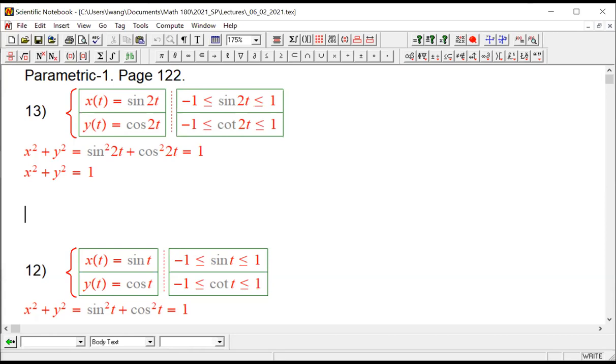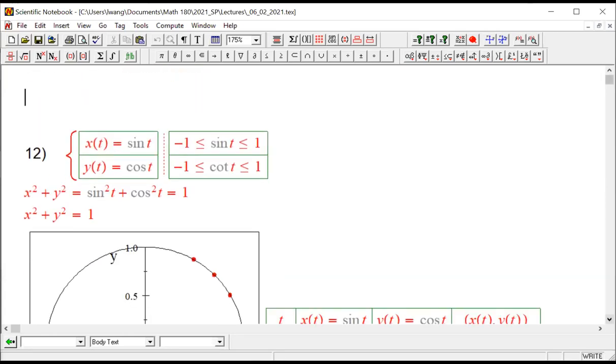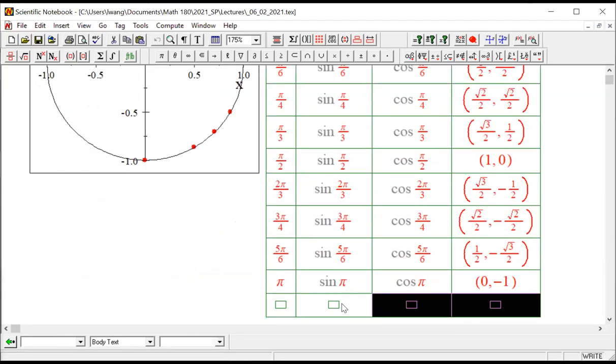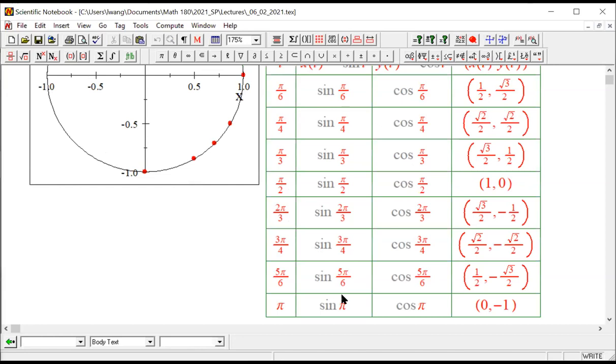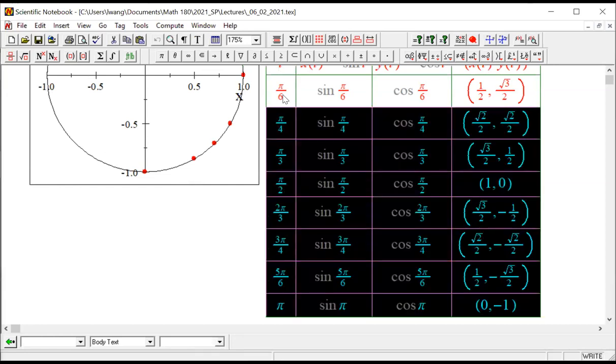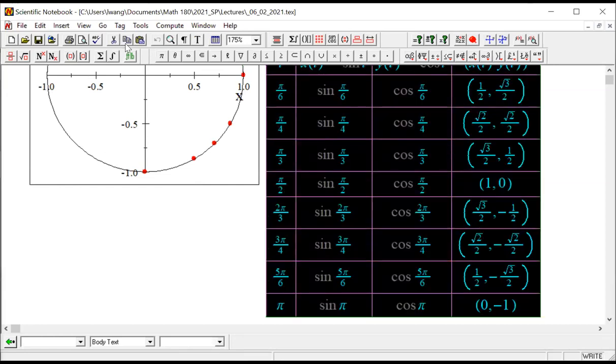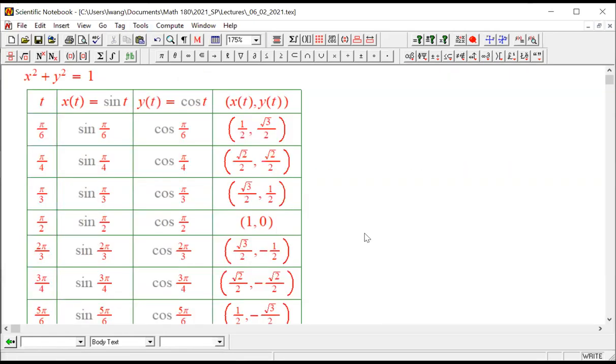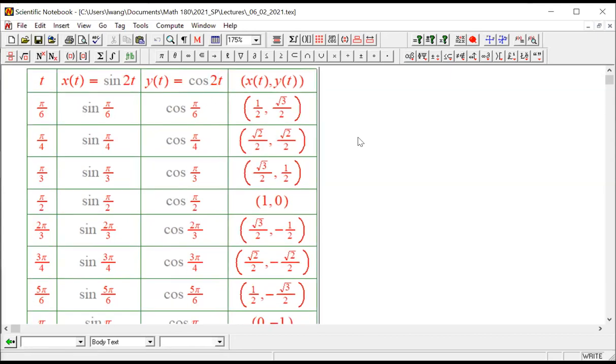Okay, so I'm going to show you that difference. To show you that difference, I'm gonna create this table. I'm gonna show you how I create this table. Okay, now it's 2t. Okay, it's 2t. And the points I'm gonna choose.